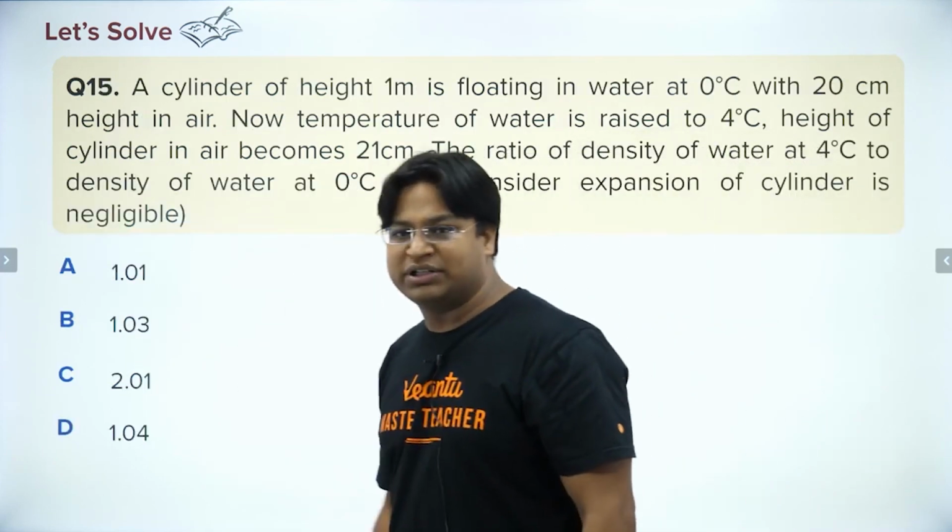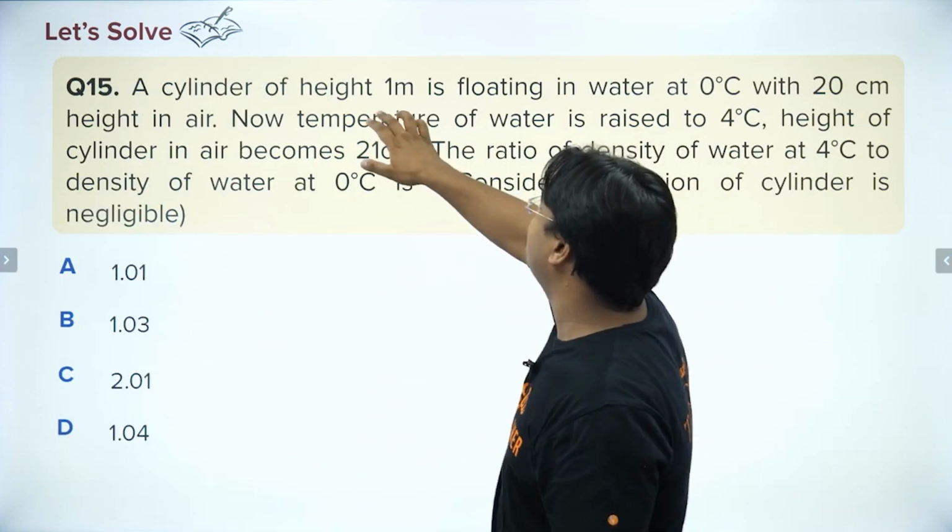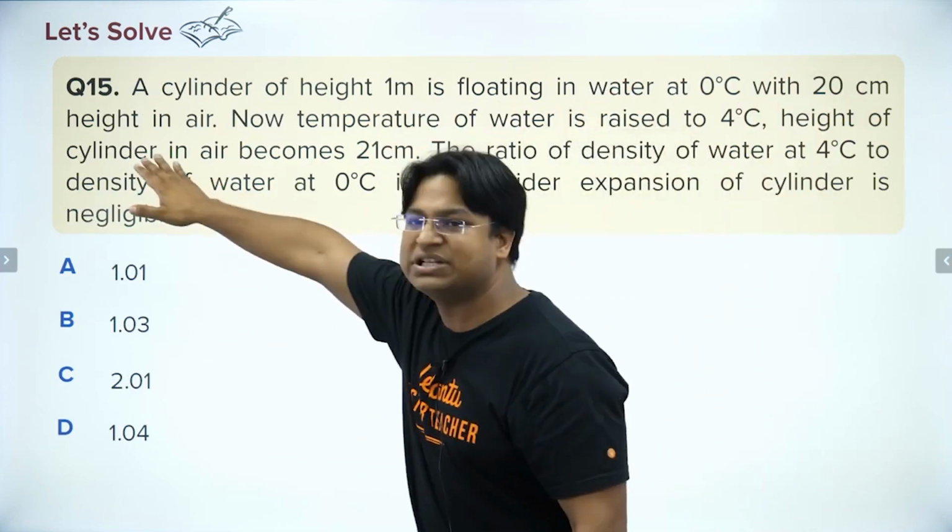Now let's have a look at this one. Now this question says that a cylinder of height 1 meter is floating in water at 0 degree with 20 centimeter height in air.